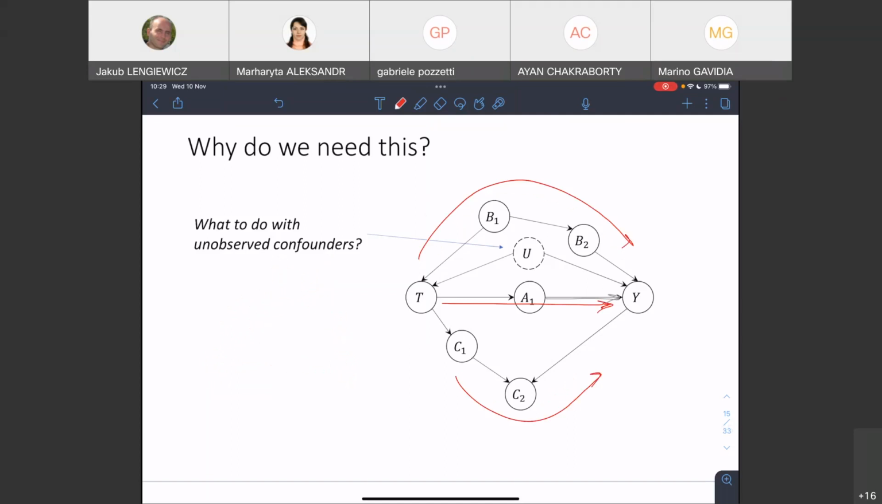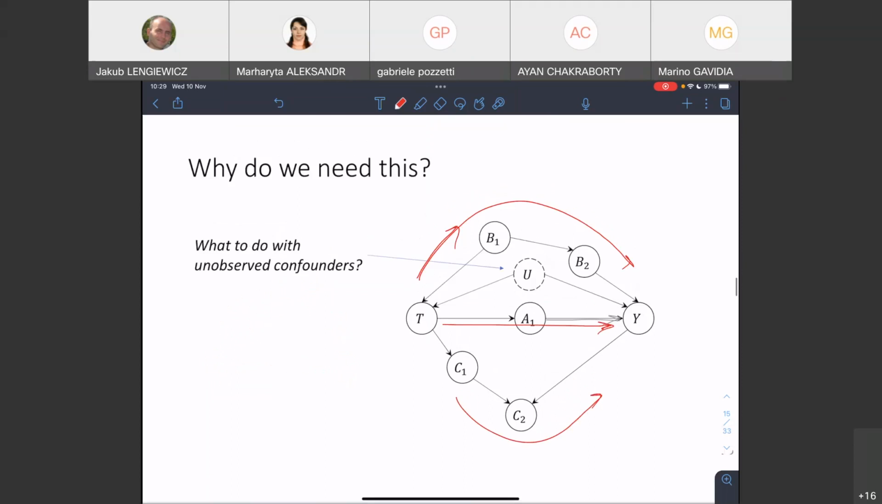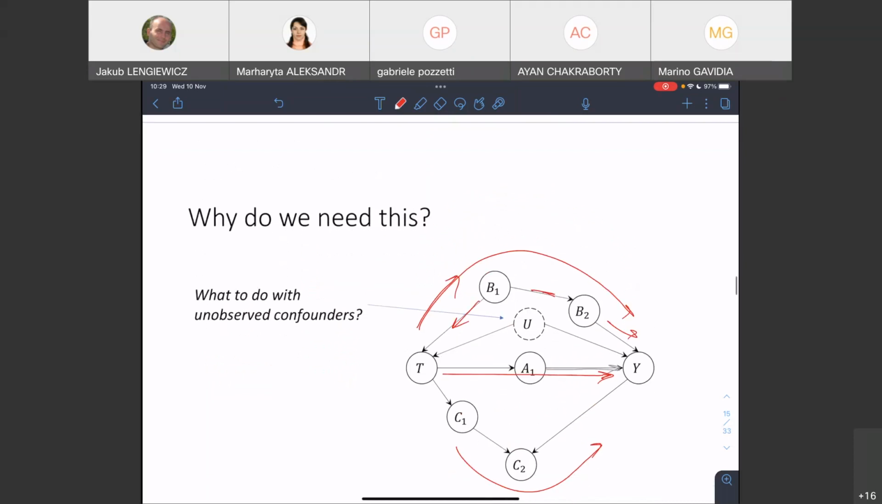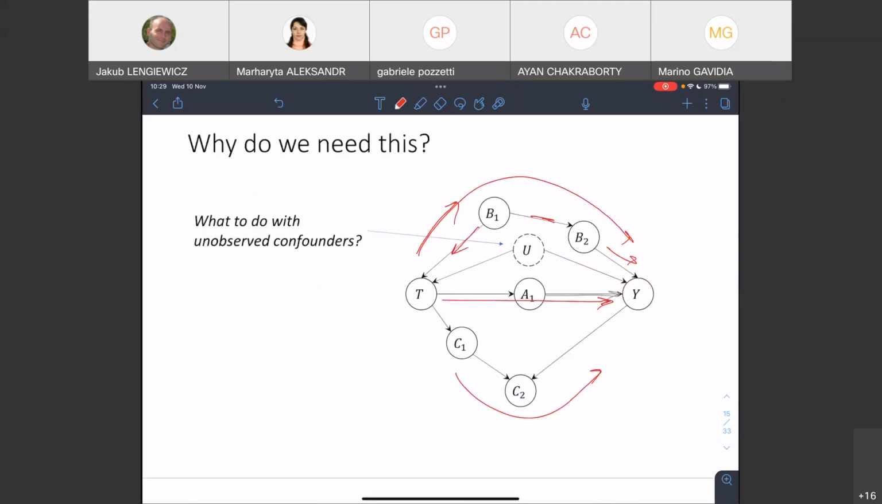Now we can reason. The first path has a fork here, and we have a chain. And we know that to block it, we need to add some conditioning. So we can either condition on this variable, or on this variable, or on both. And like this, we'll be able to block the path.